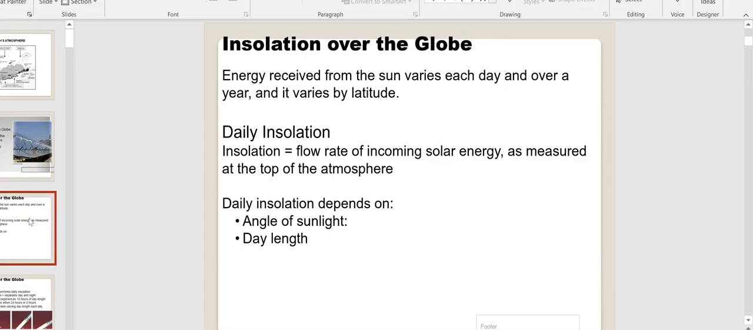Now, what is insolation all over the globe? Insolation is the amount of energy received from the sun. Now, I like to say that we eat sun. Well, we don't necessarily walk outside and eat sun. We eat things that eat the sun.